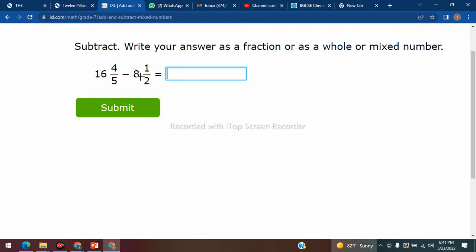So 16 minus 8. Let's deal with the fractions first. So 4 over 5 minus 1 over 2.